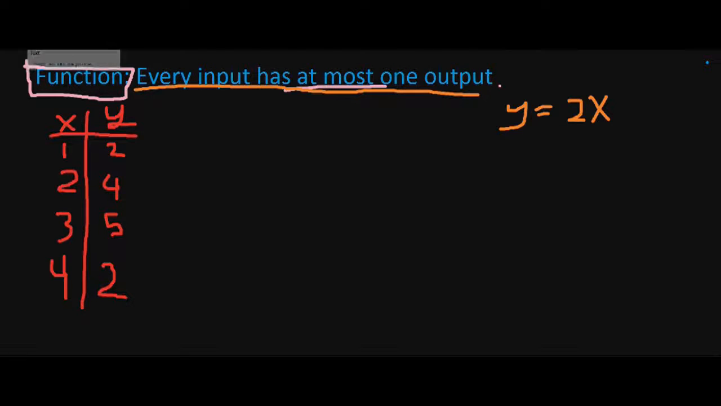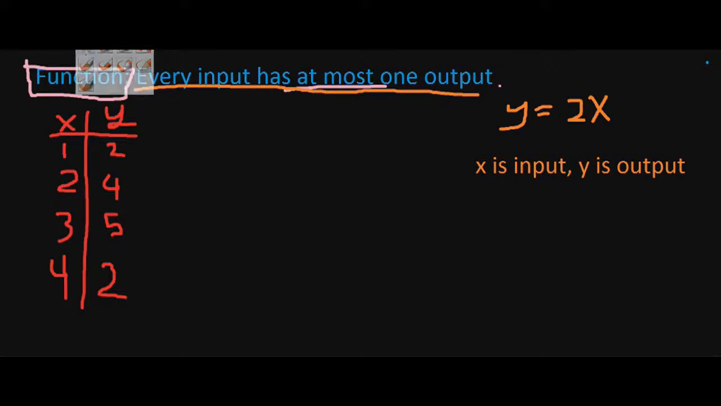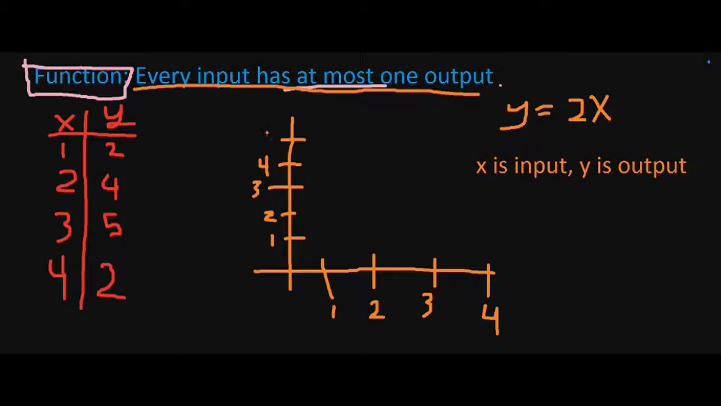If that helps at all, then I recommend writing that down right here. X is input, y is output. All right. So if we go back to our table over here, let's figure it out. Does every input x have at most one y? So if we look here, let's look at 1. 1 has one y. So if we were to make a quick little graph of this, and 5.